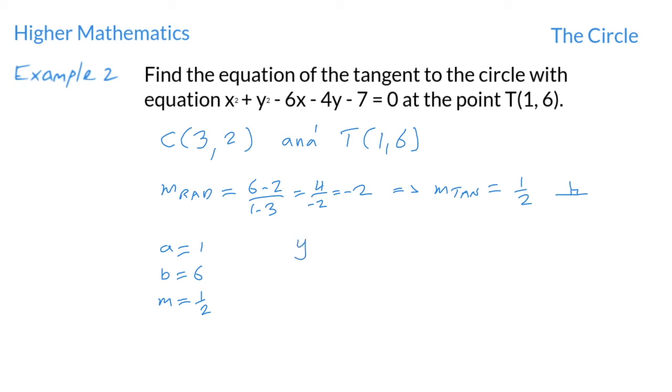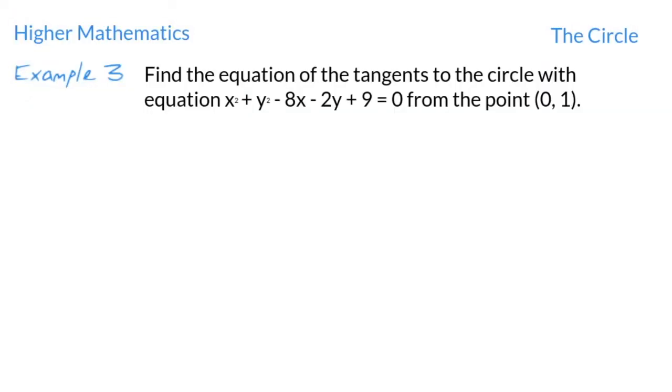And really, this is now an easy step in the process, just using the equation of a straight line. y minus b equals m bracket x minus a. And here it's x minus 1. And we just multiply everything by 2 here to make life easier. And then we add 12 to both sides. And that would be an acceptable form for the equation, 2y equals x plus 11.